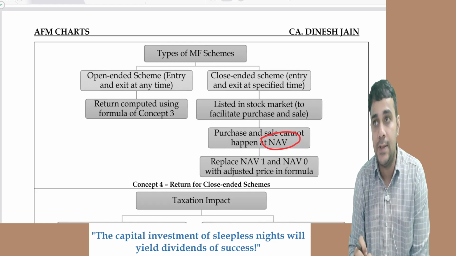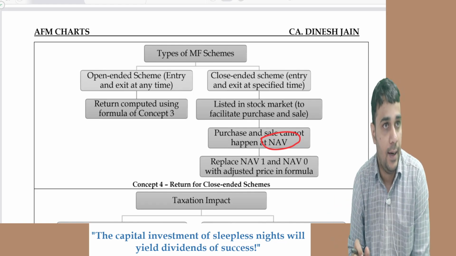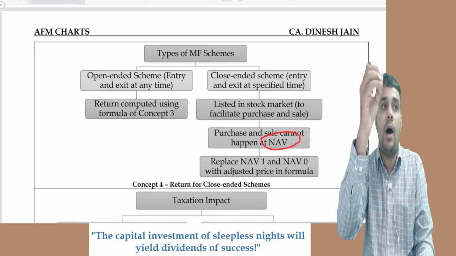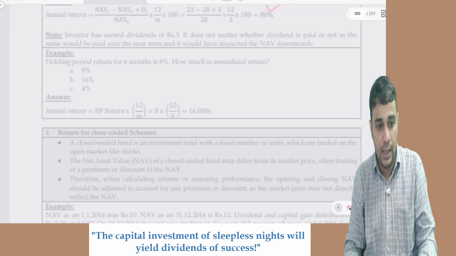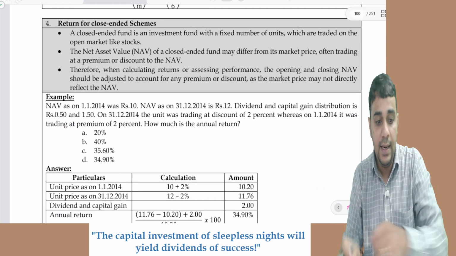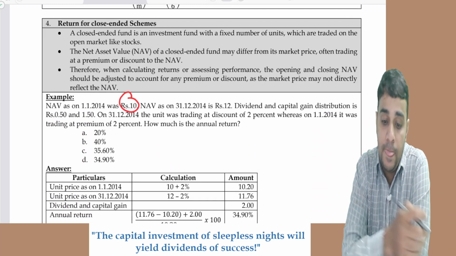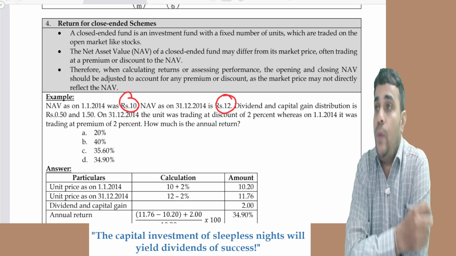Why is there a difference? Market dynamics, I can't really help it. Market dynamics can make the performance a little more or a little less. Maybe I'll do it in an MCQ itself. NAV is 10 rupees, then 12 rupees.